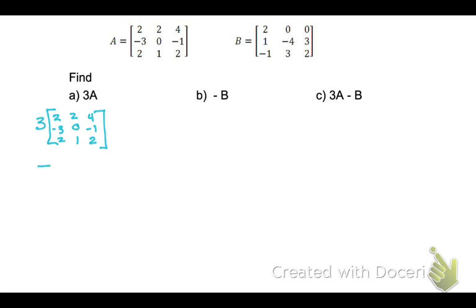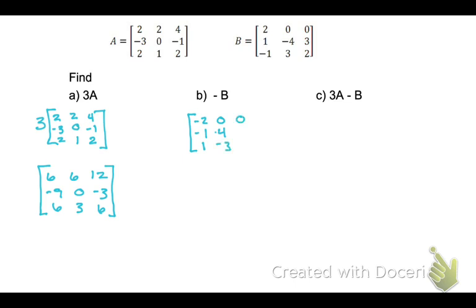So what do I get? 6, 12, -9, 0, -3, 6, 3. Okay. What does B tell me to do? Take the negative of it. So everything becomes negative or positive. Everything switches a sign, right?